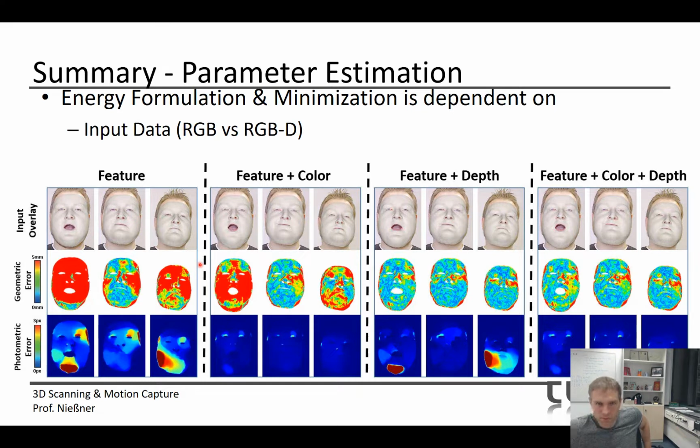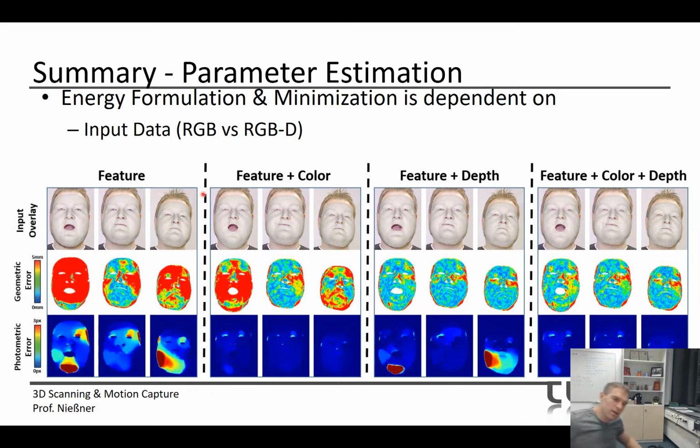If we're doing this parameter optimization, we have different types of input data. We can use only RGB, we can use RGBD, and we can also use only the facial landmarks. So these are the different comparisons here. This one says just use facial features, meaning landmarks. Then features plus the RGB term, features plus the depth term, and features plus color plus depth term. Fair warning, without the features none of them would work, because you need this initial coarse alignment. So the features make sense to have to some degree.